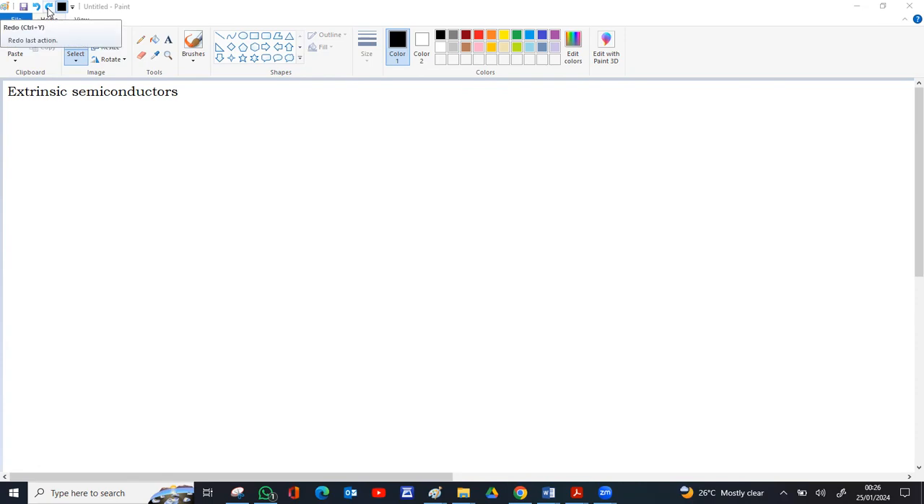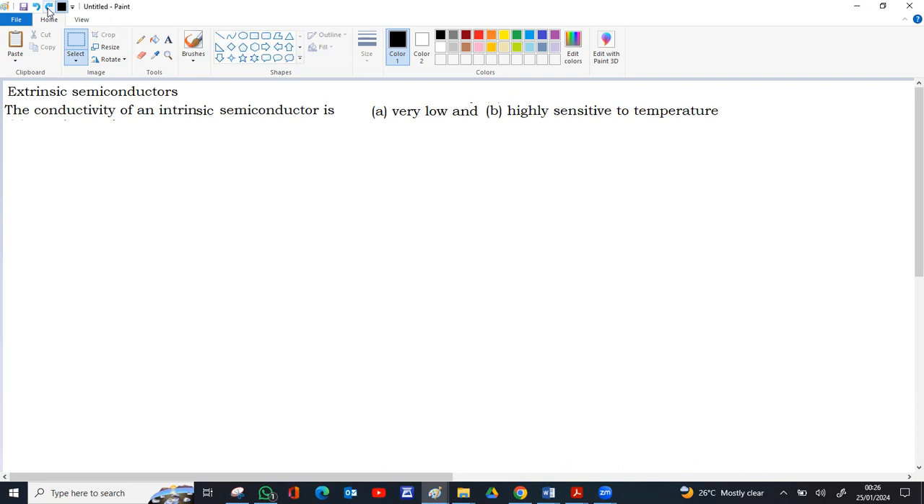So we cannot rely on the conductivity of an intrinsic semiconductor. It's not guaranteed. Those are the two limitations of intrinsic semiconductor. The solution for this is known as doping. Adding external elements so that the conductivity of intrinsic semiconductor can be enhanced. Even it can be made less temperature sensitive.